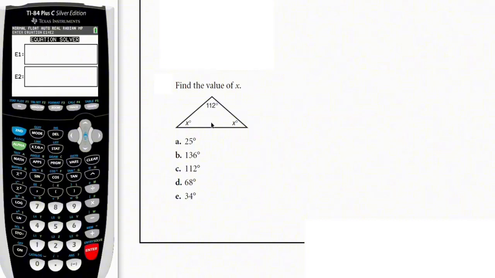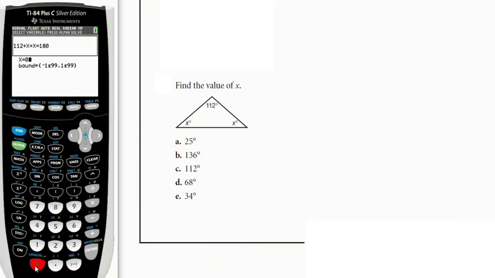Alright, so our E1 will be 112 degrees plus x. Alright, then our E2 will be 180. We are equating everything to 180 degrees. So that's it, guys. Let's press the graph button for OK. Then assign x to be 0, very important. So press alpha and enter button now to solve this question.